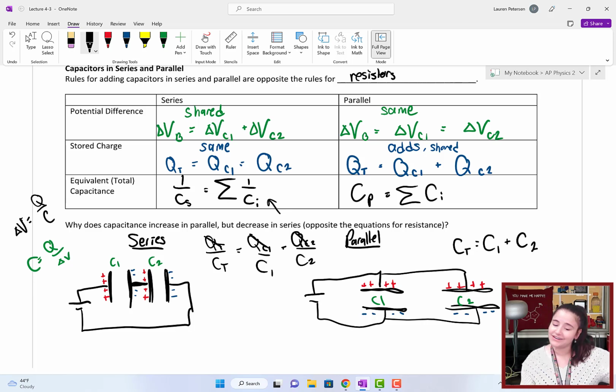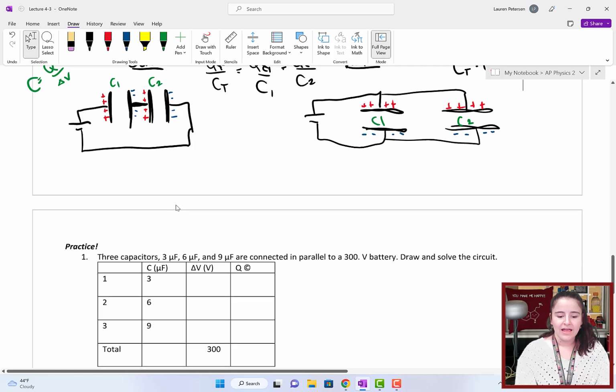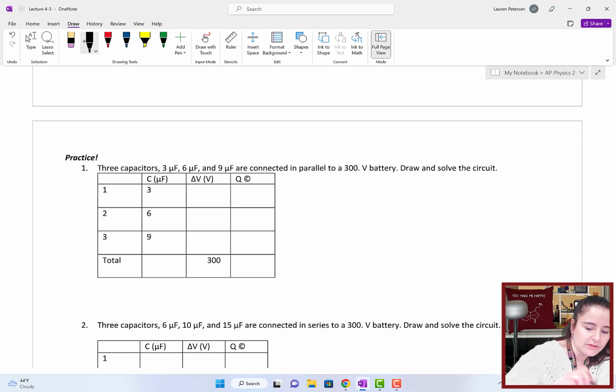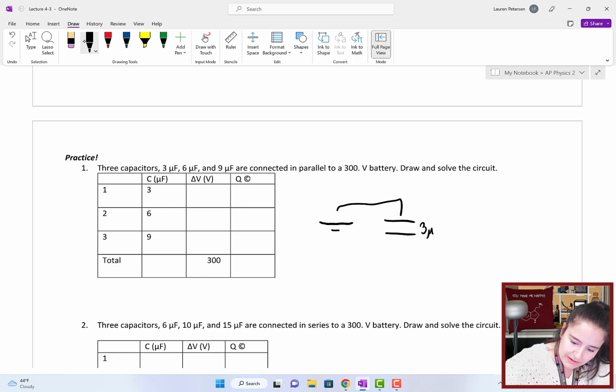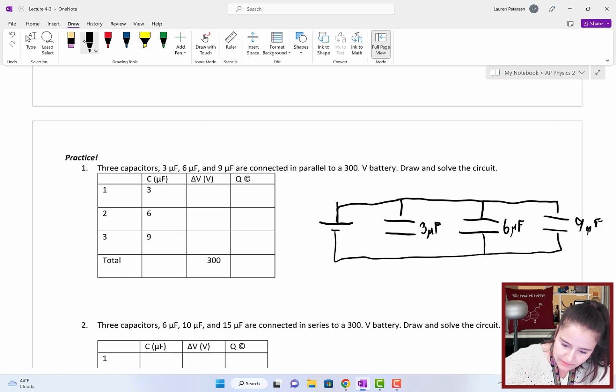Let's go ahead and do some example problems and solve some capacitance circuits. Let's start with three capacitors, a 3 microfarad, 6 microfarad, and 9 microfarad, connected in parallel to a 300 volt battery. Draw and solve the circuit. So they are in parallel. So we have a 3 microfarad capacitor, a 6 microfarad capacitor, and a 9 microfarad capacitor. And we have a 300 volt battery.